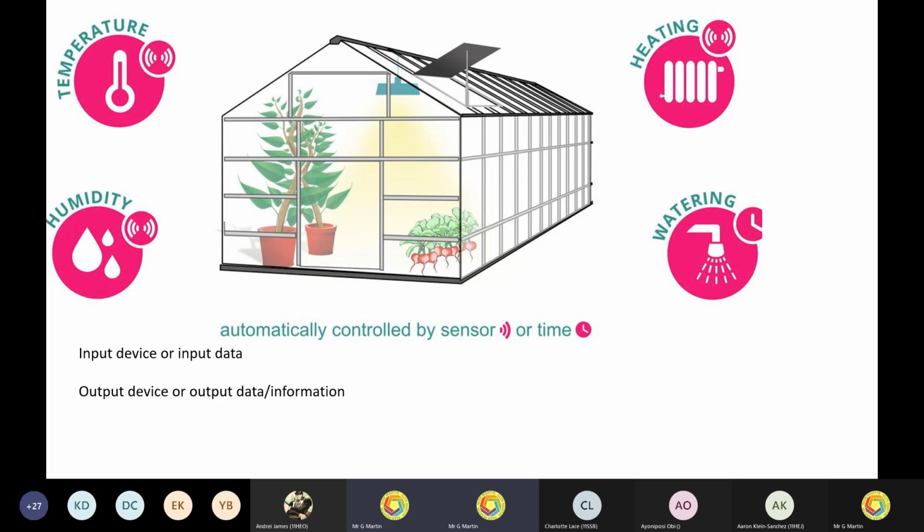Now, output, look on the right hand side, it's talking about heating and watering. So a simple Y or N for yes or no in the chat box. Does this mean that heating and watering are outputs of that particular system? Put it in the chat box now, either yes, heating and watering are outputs, or no, heating and watering are not outputs. Quickly put something into the chat box.